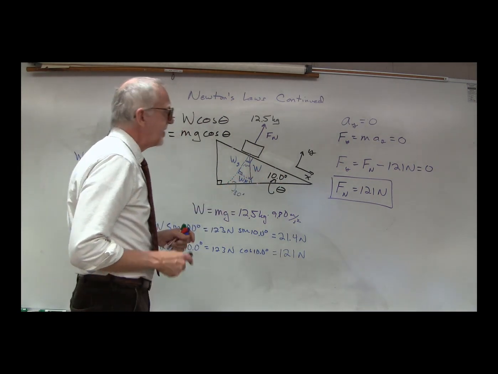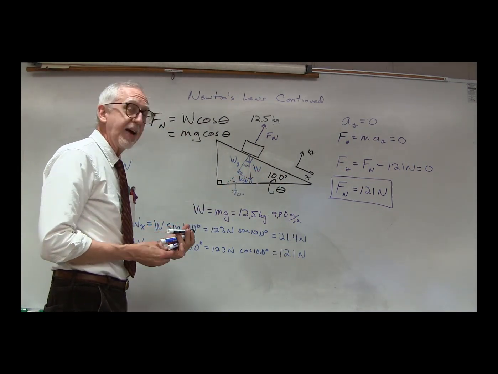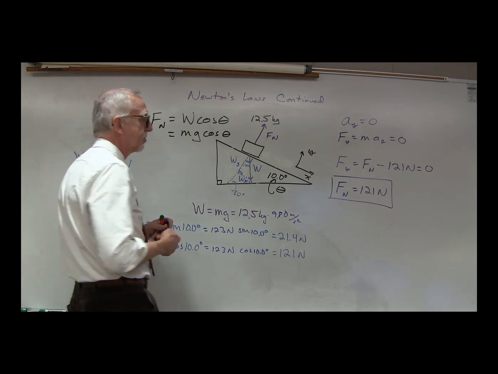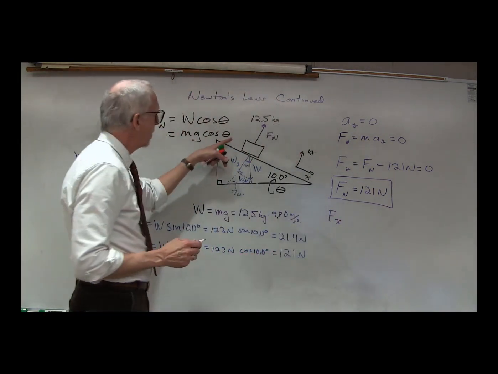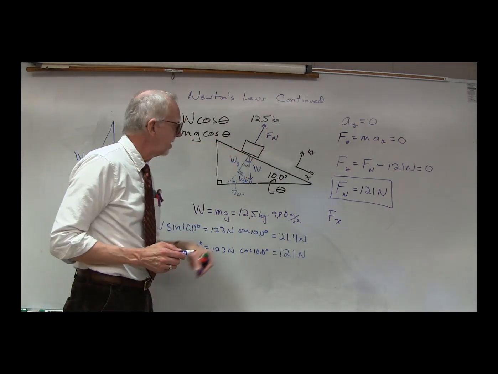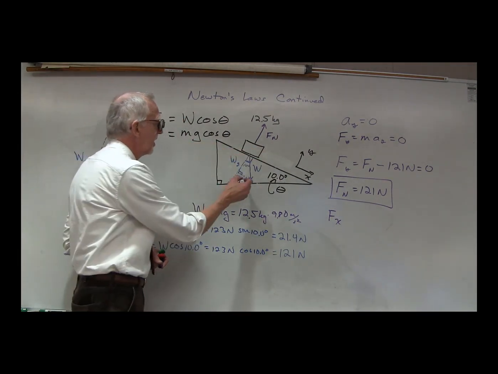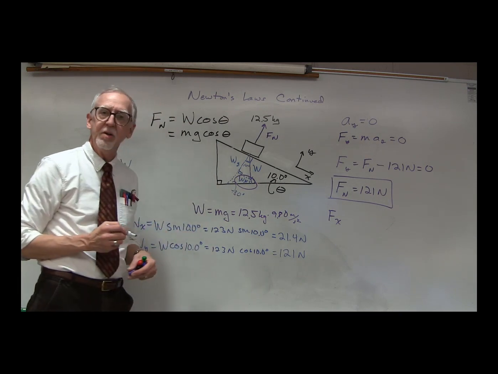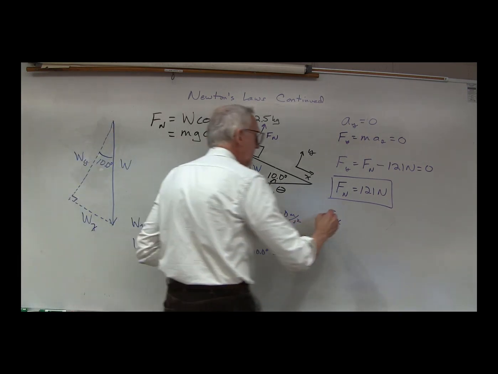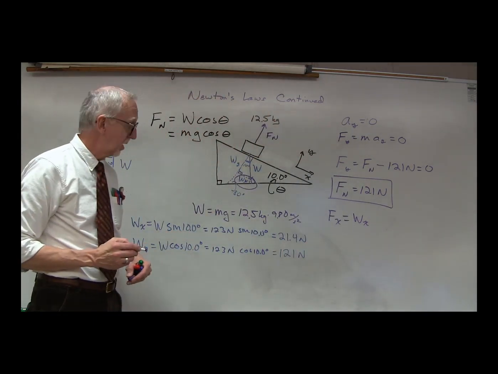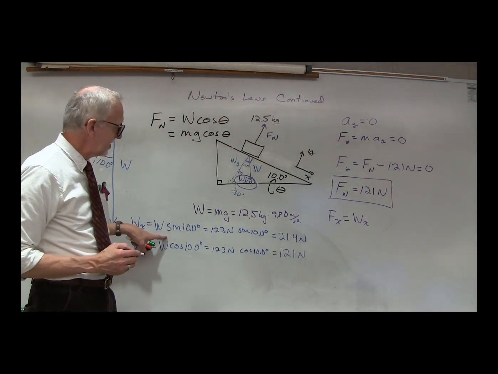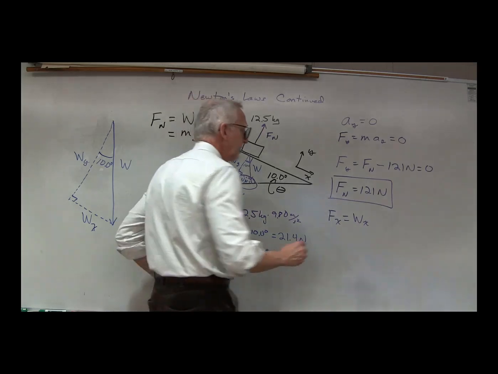What about the forces in the x direction? What forces are acting on the block in the x direction? What are the net forces in the x direction? Well, what forces act along the incline? Well, the only thing acting along the incline is the x component of the weight. So that is W sub x. That's the only force acting down the incline. But we know W sub x in this case is 21.4 newtons.